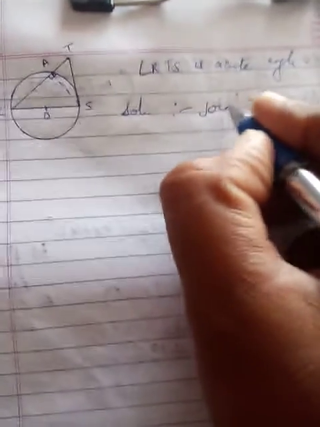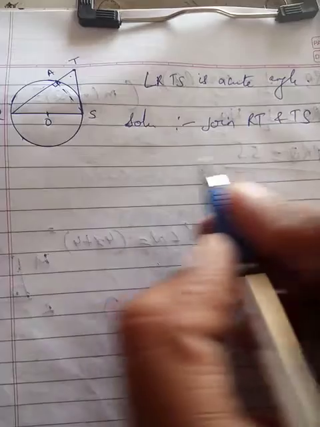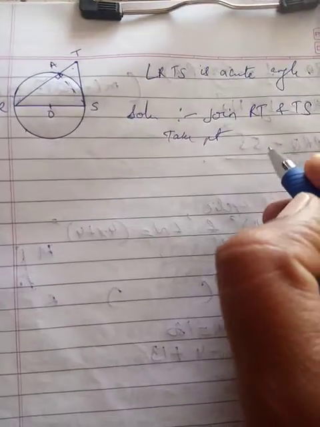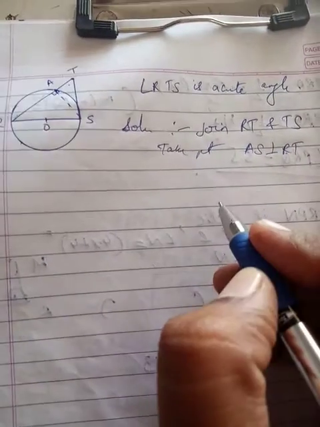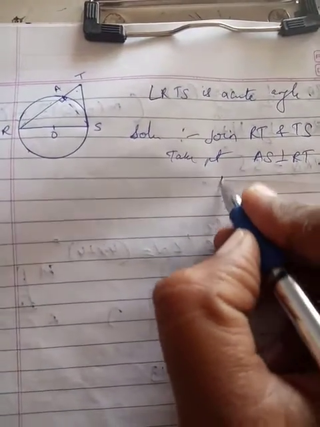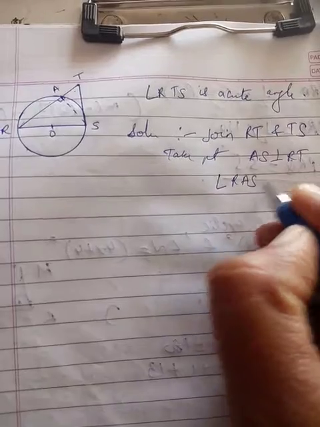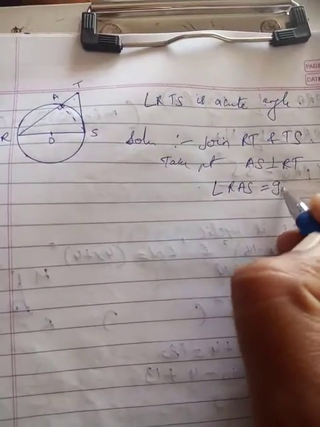Now in solution, write down join RT and TS. Join RT and TS. After that, take point A on segment RT such that AS is perpendicular to RT. Okay. Now you can see that angle RAS is equal to 90 degree.